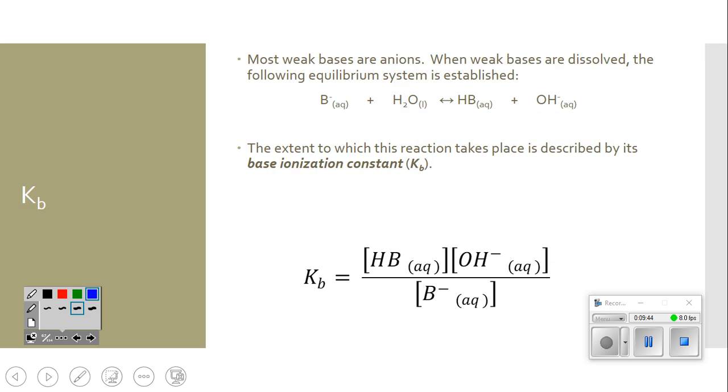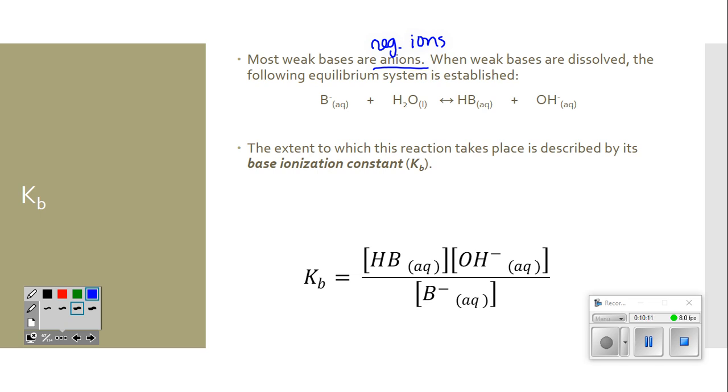Now, if we consider weak bases, for the most part, they are all anions, so negative ions. If you look in your data booklet and the column that says bases, basically all of them are a negative ion. The only one I think really that's an exception to that you would use frequently is ammonia. Ammonia is NH3.